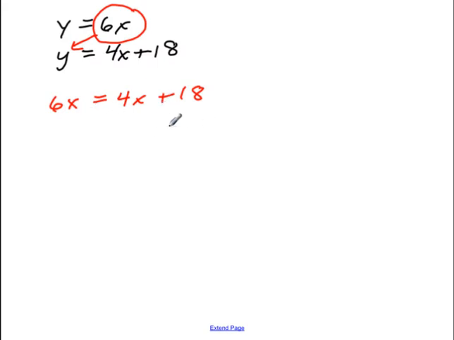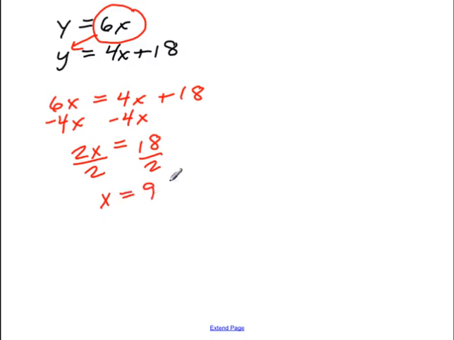Now I'm going to solve for x, and this goes back to some things we've learned in the past when we have the variable on both sides. We want to get the variable on the same side first of all, and end up with 2x equals 18. Now we can solve for x, dividing both sides by 2, and get x equals 9.